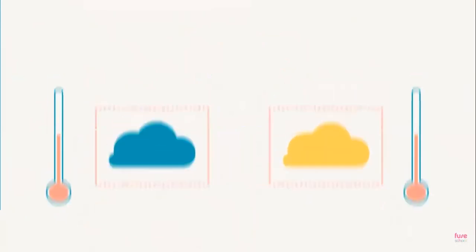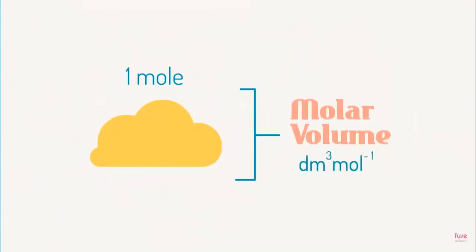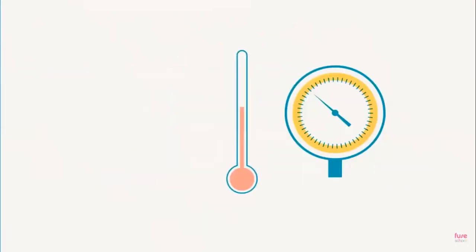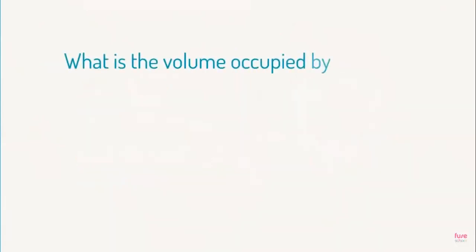The volume occupied by one mole of a gas is called the molar volume. Molar volume is measured in decimeters cubed per mole. At room temperature and pressure, the molar volume is taken as 24 decimeters cubed per mole. Let's look at an example. What is the volume occupied by 4 grams of oxygen at room temperature?